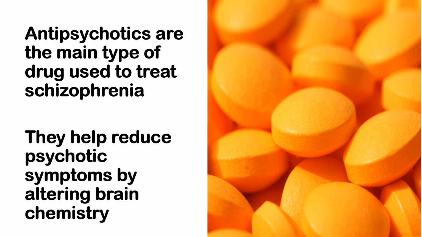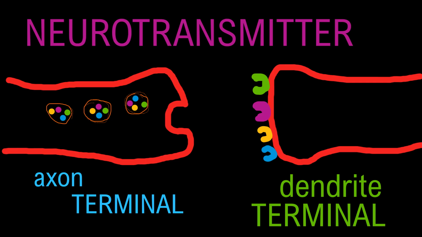Antipsychotics are the main type of drug used to treat schizophrenia. They help reduce psychotic symptoms by altering brain chemistry. To better understand how antipsychotics work, let us first review neurotransmitter function.